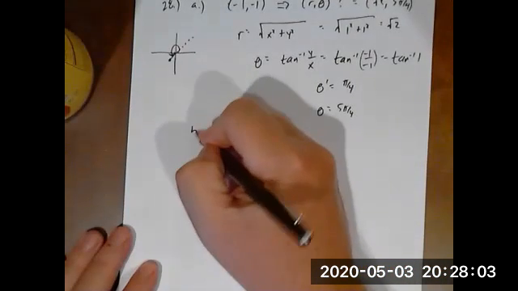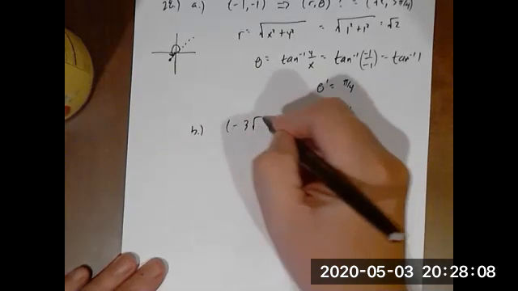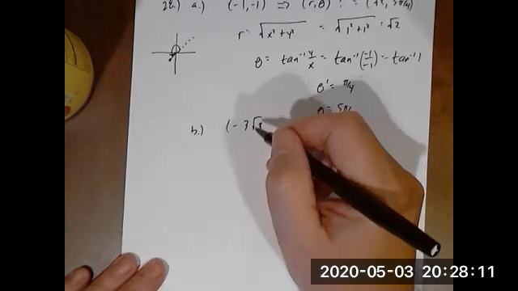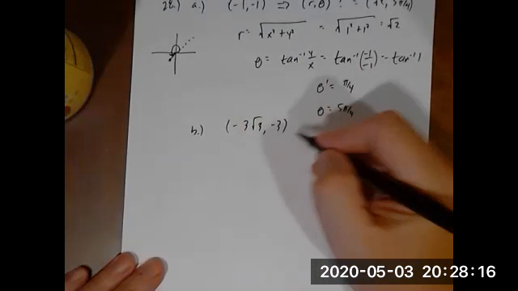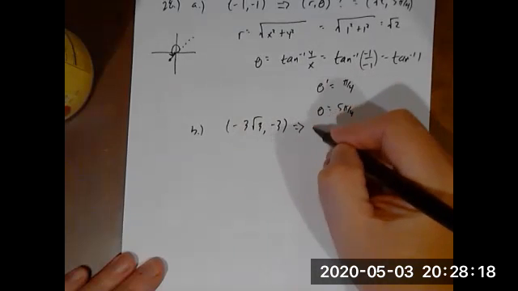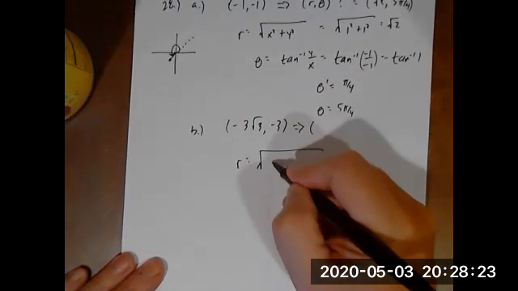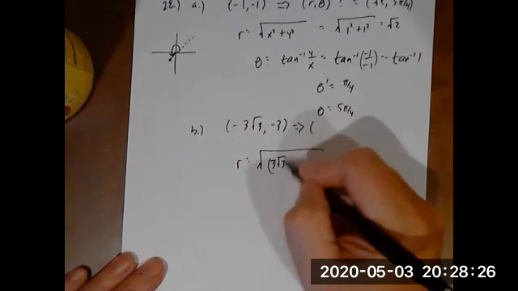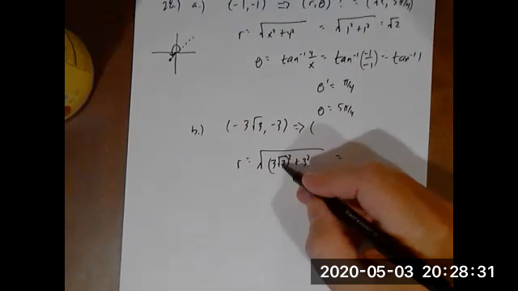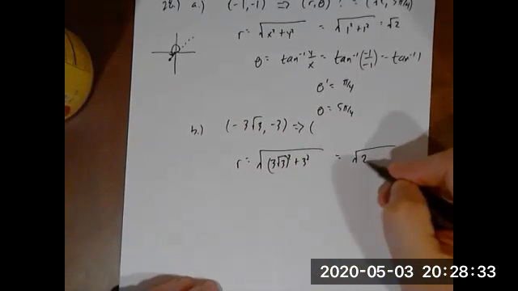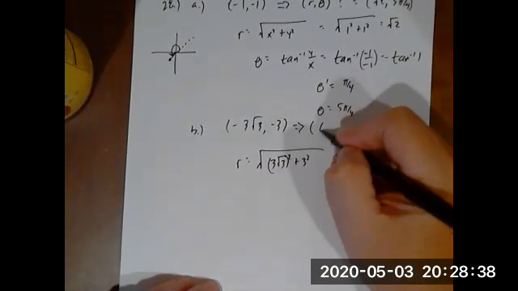And then B, -3 square root of 3, minus 3, that's the x and the y. So r and theta are: 3 square root of 3 squared plus 3 squared. So that's 27 plus 9, square root of 36. Looks like it's 6.